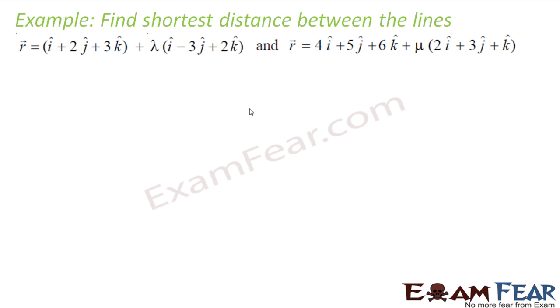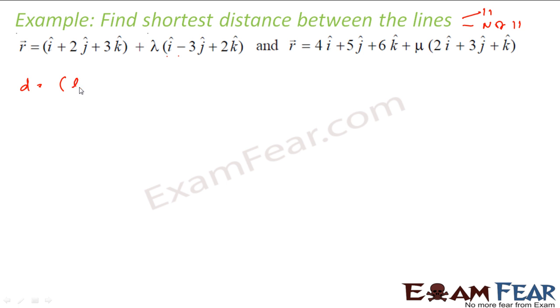Let's take some examples. We have to find the shortest distance between the two lines where the equation of the lines is given. First thing we have to observe is, are these lines parallel? Because we have two different formulas for parallel lines and non-parallel lines. If you see, these lines are not parallel, because I can't write one as some k times the other. So we'll use the normal conventional method.